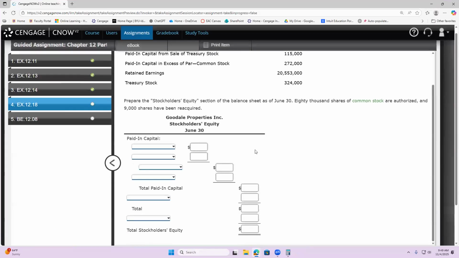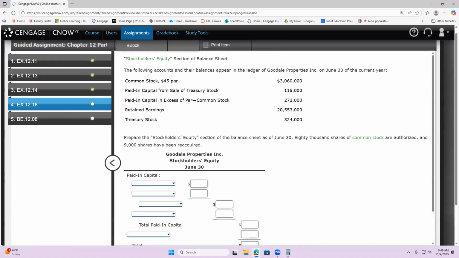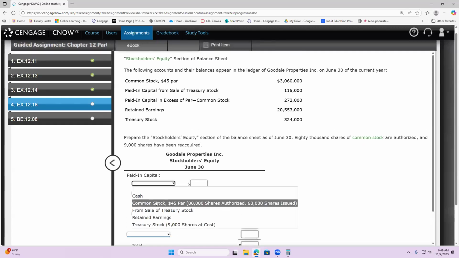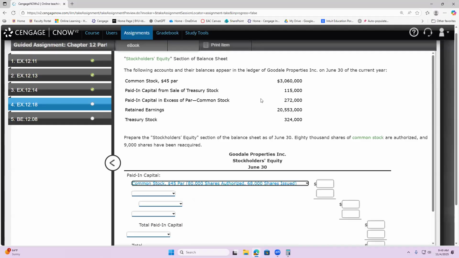So they want us to do the stockholders equity section of the balance sheet. The following accounts and their balances appear on the ledger of Gooddale Properties, Inc. We have common stock, paid in capital in excess of par on the common stock, retained earnings, and treasury stock. We're going to list our common stock, $45 par, 80,000 shares authorized, 68,000 shares issued, and that's $3,060,000.